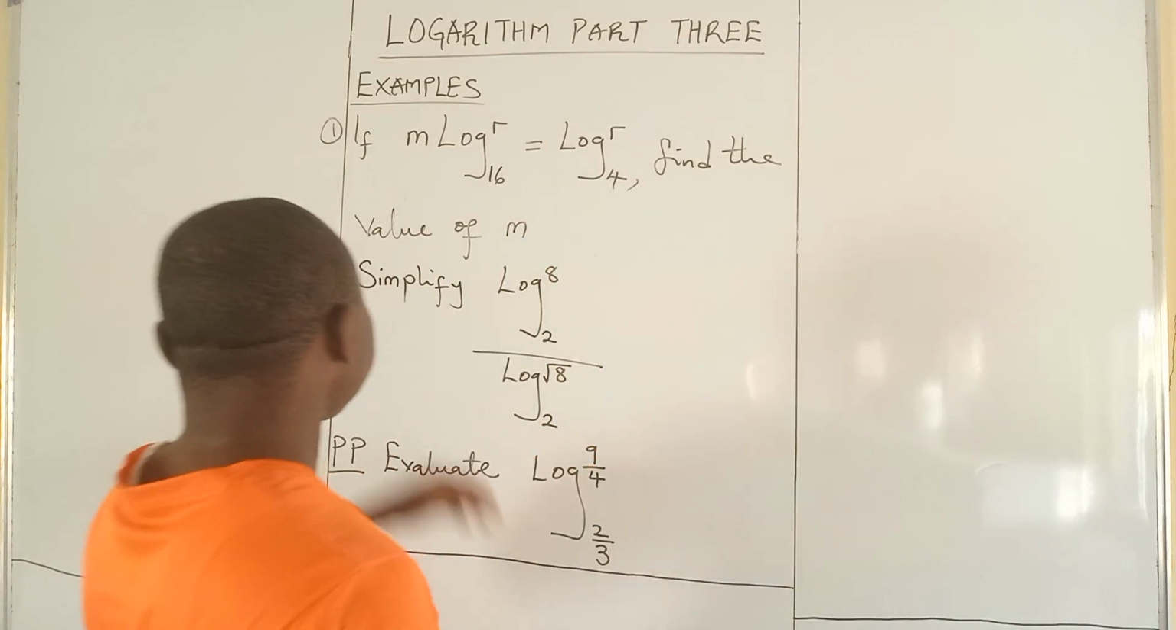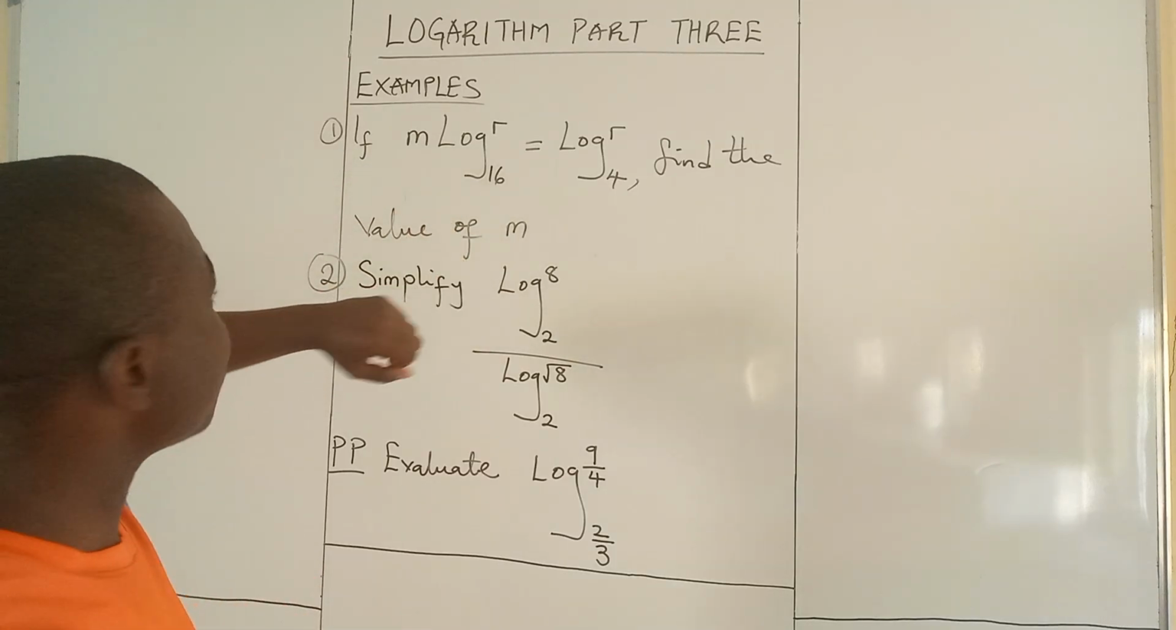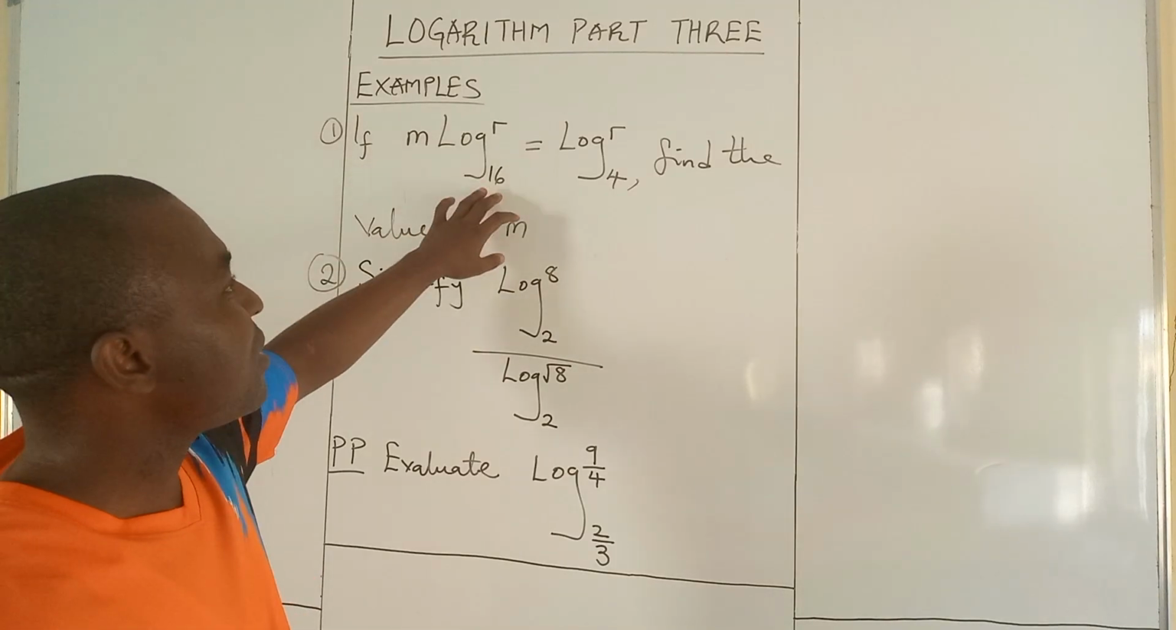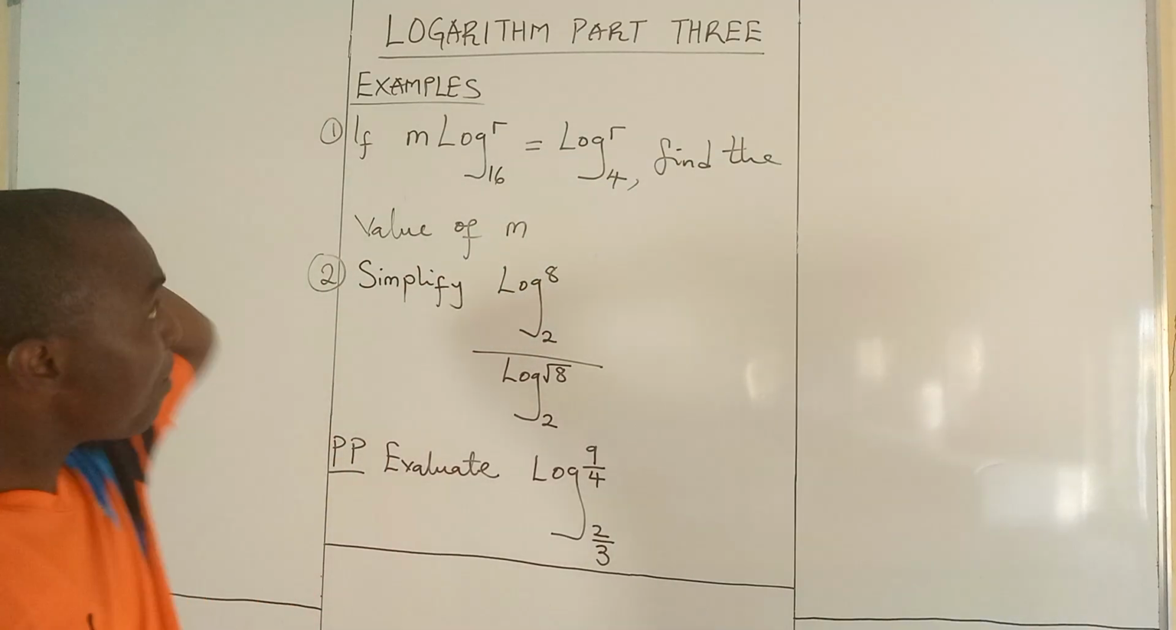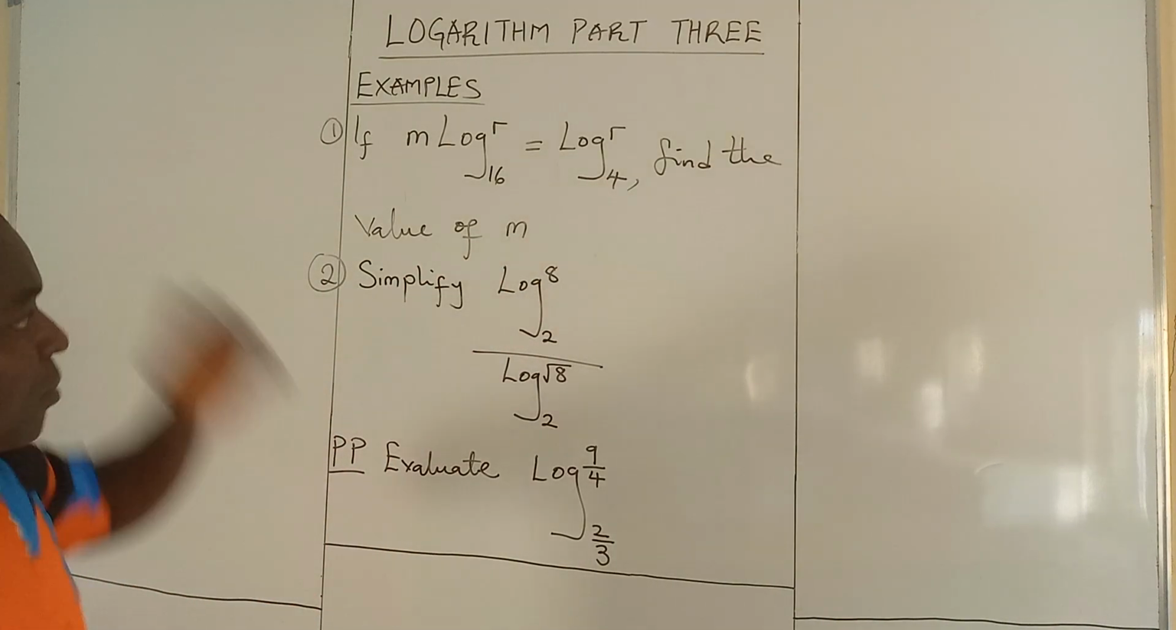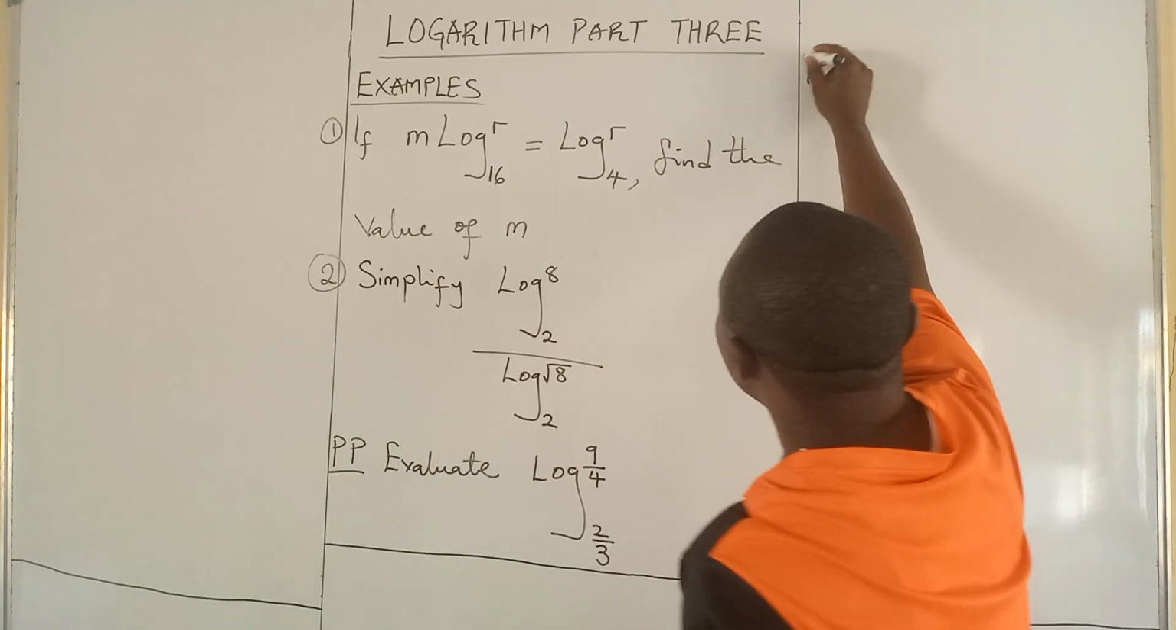So, part 3, we have two examples. Number 1: If m log r base 16 is equal to log r base 4, find the value of m. So, let's see how we can solve that.